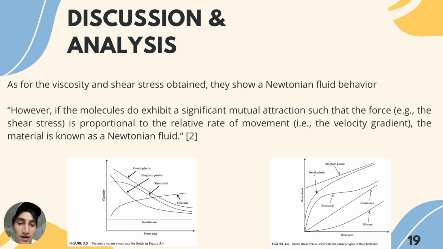On the graph on the right, we have the shear stress plotted against shear rate. The Newtonian fluid is a straight line that starts at the origin. This is the same behavior shown in the results section for every single mixture. This is why we can conclude that, as for the viscosity and shear stress obtained, we can relate the fluid to a Newtonian fluid behavior.